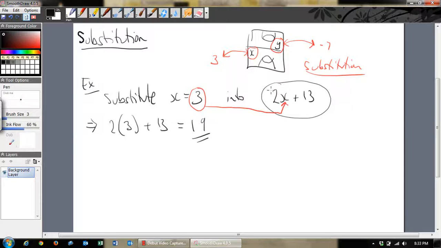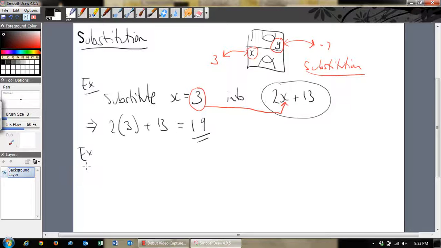Just make sure you understand that we've got an expression here, 2x plus 13, but the coach has said, okay, x, you're coming off. So x goes off and 3 comes on. Instead of writing x, we're going to write 3, and then you just evaluate what it's equal to. 2 times x, 2 times 3, plus 13.